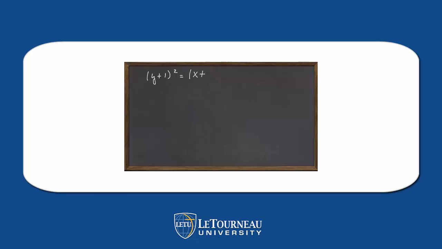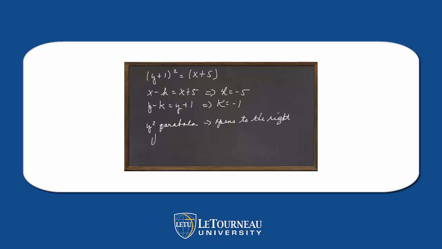Let's try another example. In this case, we're going to have a y squared parabola. In this case, x minus h equals x plus 5, so h is equal to minus 5. y minus k equals y plus 1, so k equals minus 1. We have a y squared parabola. It opens to the right. Now, this is the first one we've seen opening to the right. Notice we write down the vertex, we write down the axis. Remember that this would not be a function.